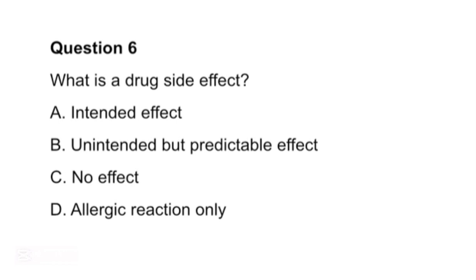Question 6. What is a drug side effect? A. Intended effect. B. Unintended but predictable effect. C. No effect. D. Allergic reaction only. Correct answer, B. Unintended but predictable effect.